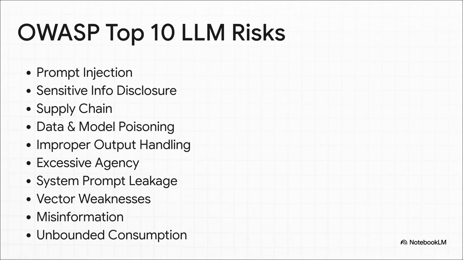To categorize these wild new threats, the security professionals over at the OWASP Foundation actually created an official top 10 list specifically for LLM vulnerabilities. And honestly, it reads like a modern security nightmare. We're talking prompt injection, data poisoning, and even unbounded consumption, which is effectively an AI denial of service attack. But here's the good news. Google Cloud Model Armor is purpose-built to automatically neutralize the absolute most critical and direct threats on this list before they can do any damage.